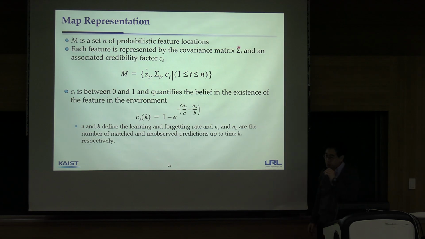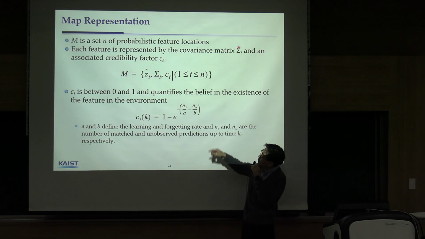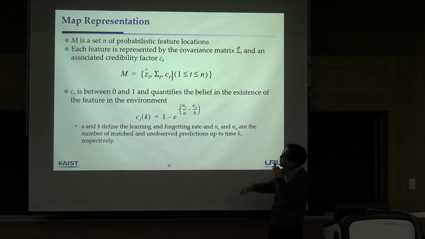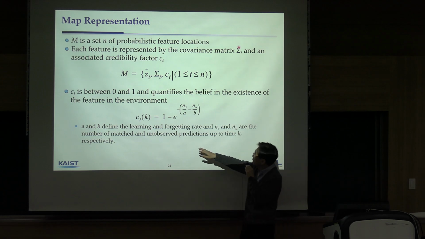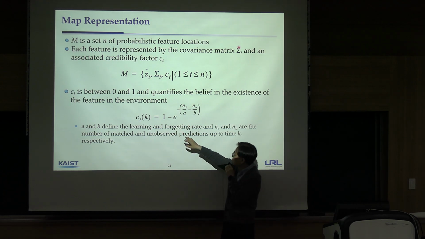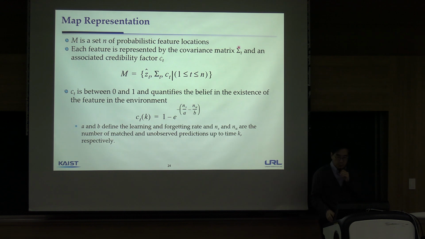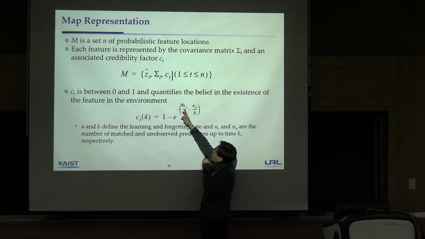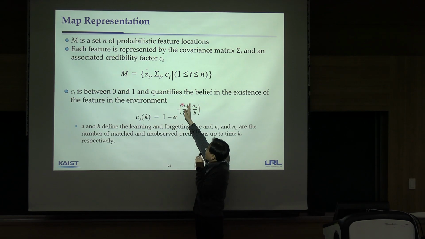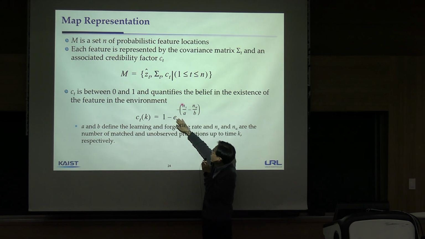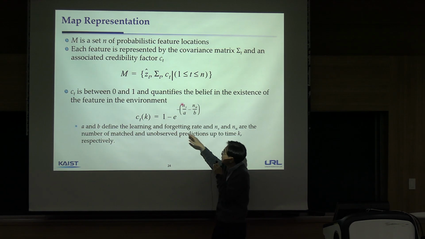So the map will be represented like here. G hat, the position information of the feature. Sigma, covariance. C_t is the credibility. C_t will be updated using this formula. You can see that N_S is the number of matched predictions. If you have more and more matched features, then this N_S will increase. That means the exponential minus term will decrease, and the credibility will increase.